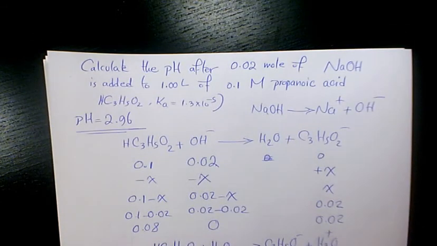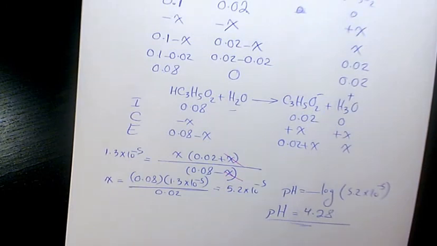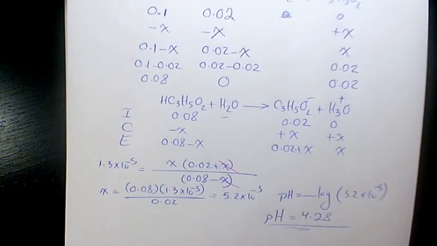So as you see here, by adding this 0.02 mole of NaOH to this solution, pH is going to change from 2.96 all the way to 4.28.